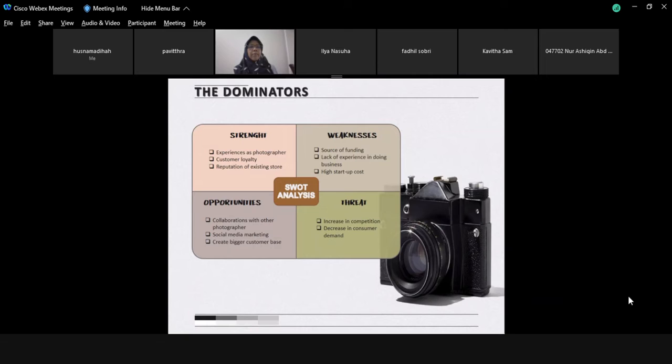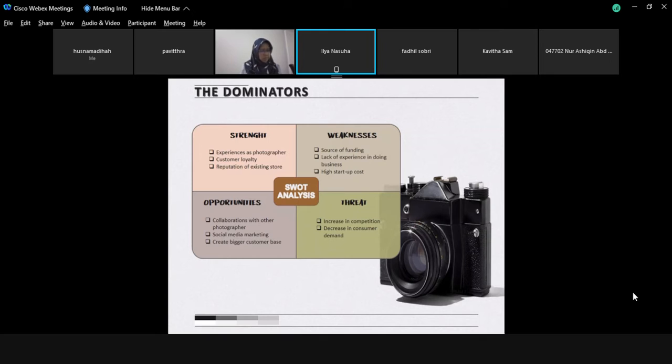Okay, for the SWOT analysis, the strength is that Lawrence is experienced as a photographer, so he will know about the photograph products, and he also has customer loyalty from the existing store that Harris owned before, and also the reputation of the existing stores. Okay, that's for the weaknesses. We all know that there's no source of funding to start the business, and he also lacks experience in doing business and how to manage it, and the business also has a high startup cost to open up the stores.